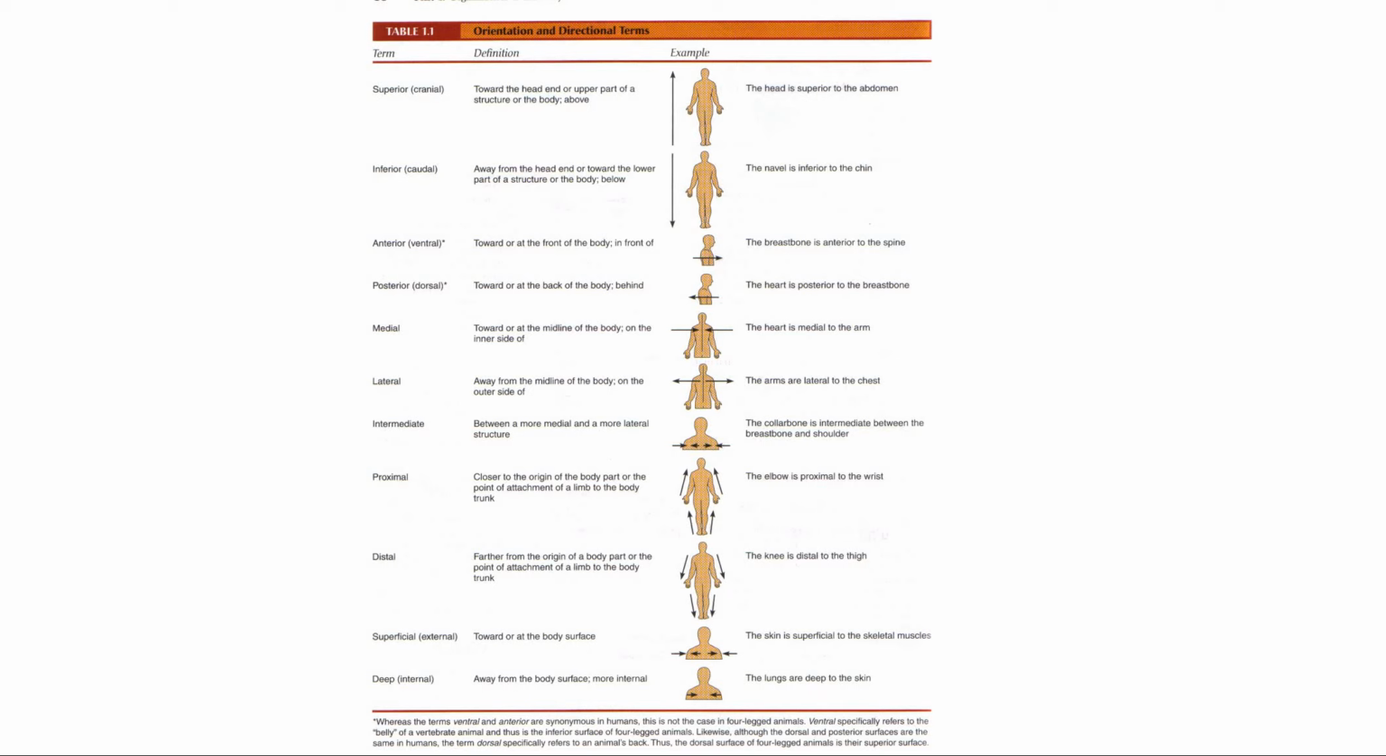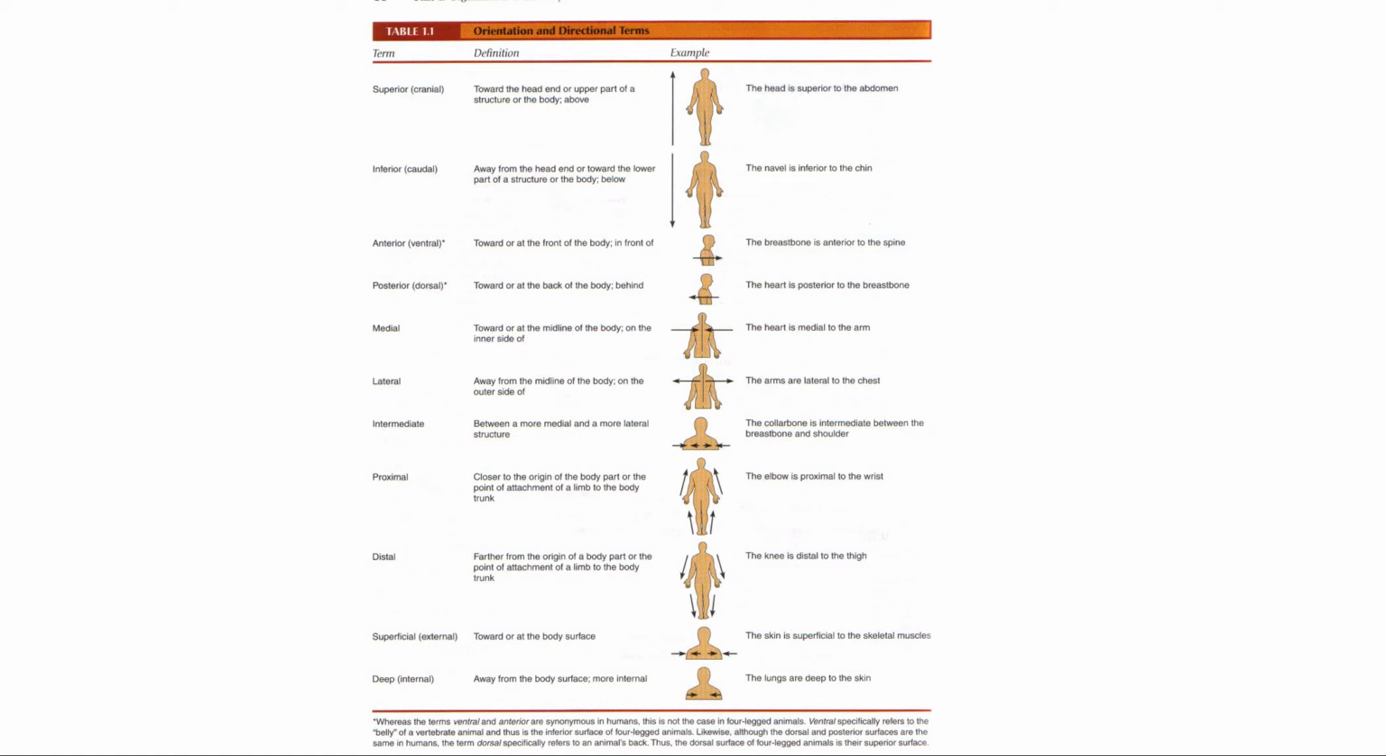Anterior is toward the front. It's also known as ventral. Posterior is going toward the backside, also known as dorsal. Actually, back to superior, it's also known as cranial or cephalad. Inferior is also known as caudal. So do know both the AKAs.